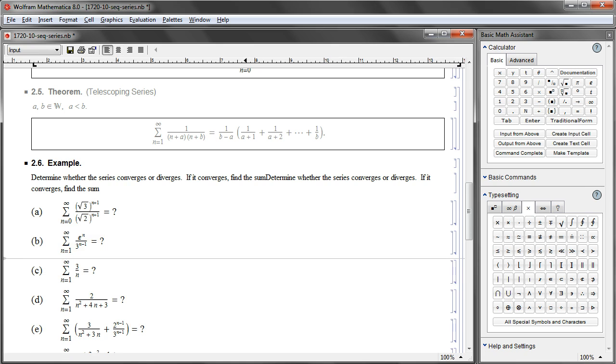Oh, how about problem A? You can clearly see this diverges, I think, because square root of 3 over square root of 2 is clearly greater than 1, so the series diverges. And how about problem C? This is 3 times the harmonic series, so it also diverges. Even though the general term 3 over n goes to 0, this series diverges, and it's not difficult to see.